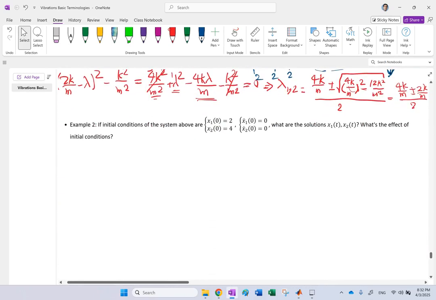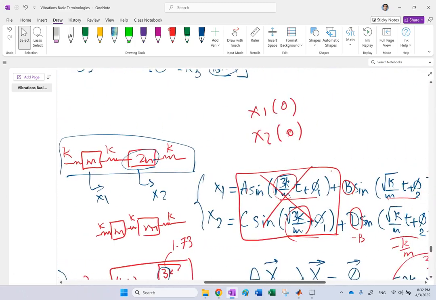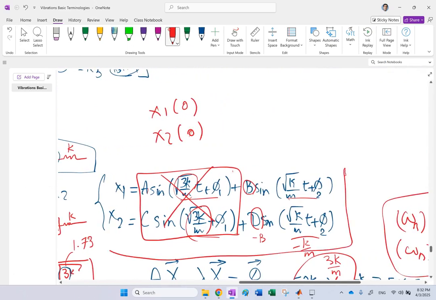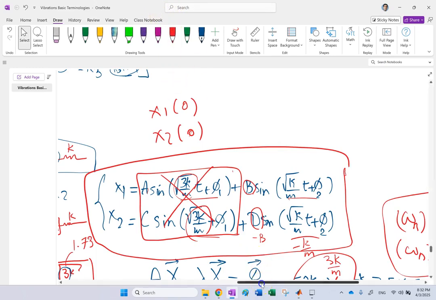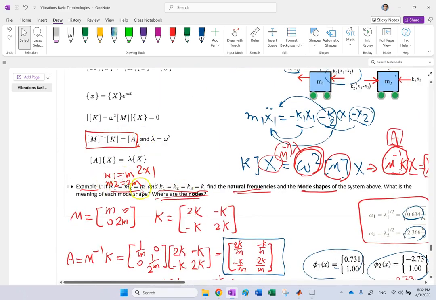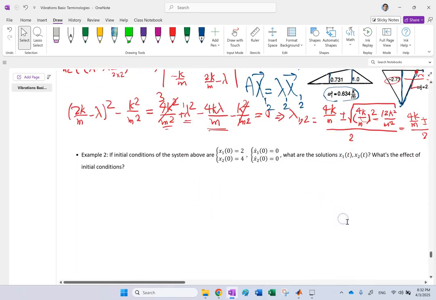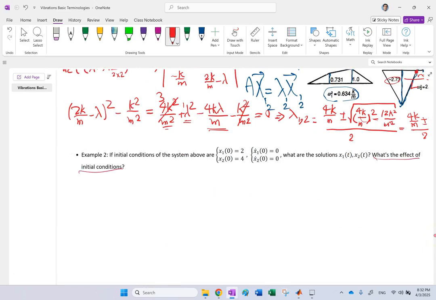Okay, so now for the very same system, we want to look at the solution. Remember I said in the solution there will be two harmonics, correct? I want to explain this part for you. Now that I have found the frequencies and the mode shapes, I want to know, for the same system where both masses are m and all spring constants are k, if I give it some initial condition, what kind of solution would I get? And what is the effect of this initial condition?